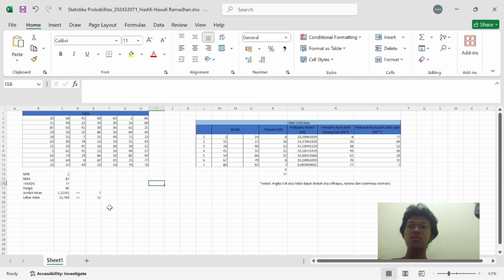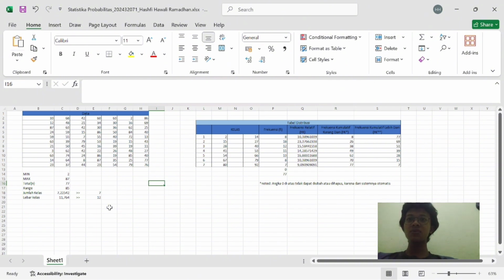We calculate it using =maximum value - minimum value. 5. Number of classes, we got 7.22542. To find the number of classes, we use =1+3.3*LOG(total count), and we round it down to 7. We use =ROUND(number of classes, 0).